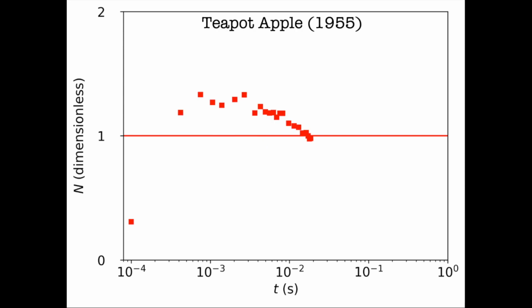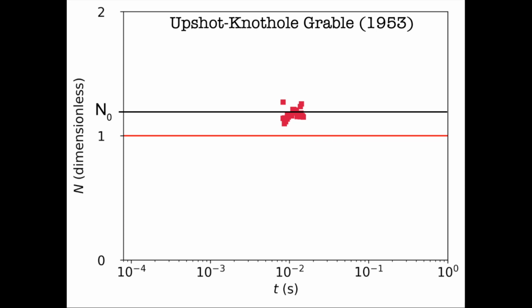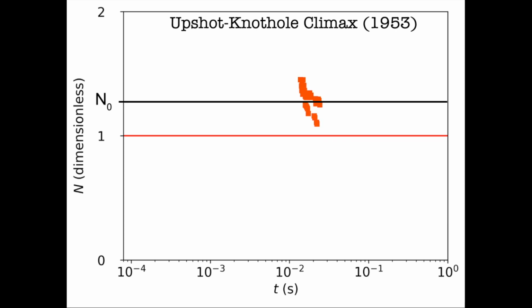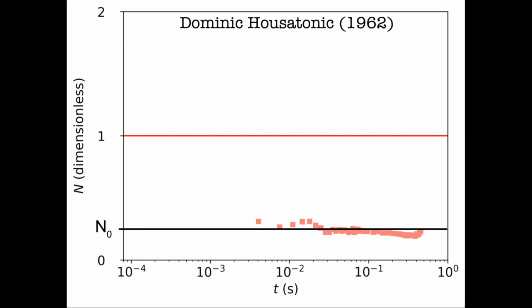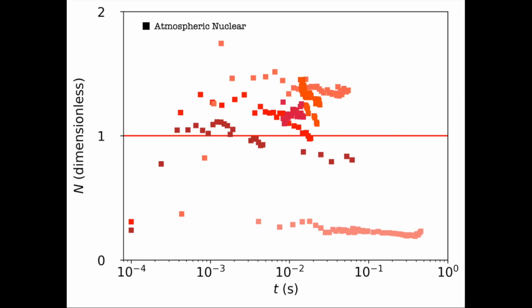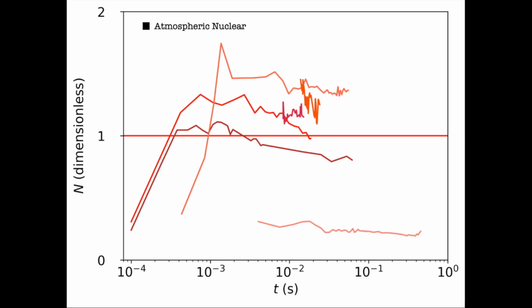This is Apple from Operation Teapot. Here the plateau seems to be at a value of n slightly larger than 1. This is also the case for Grable, Climax, and Maple. For Housatonic, the plateau is lower than 1. Here are all 6 tests. Let's use continuous lines to see a bit more clearly.